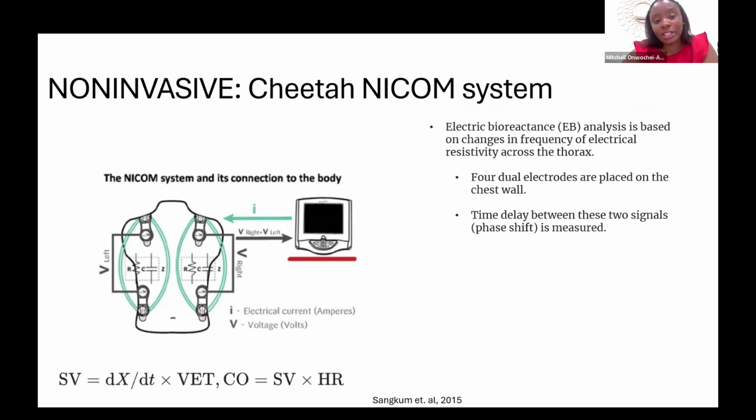And you apply an electrical stimulus. And then you measure the time delay between the 2 signals, and that's called the phase shift. And that is imputed into this formula at the bottom, which then gives you your stroke volume and therefore your cardiac output. And a limitation to this is that, oh, my slide's frozen.